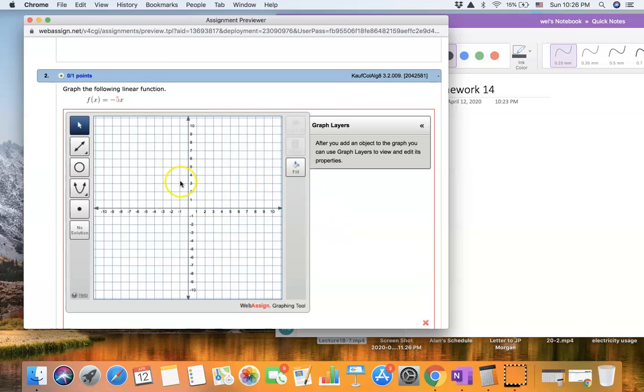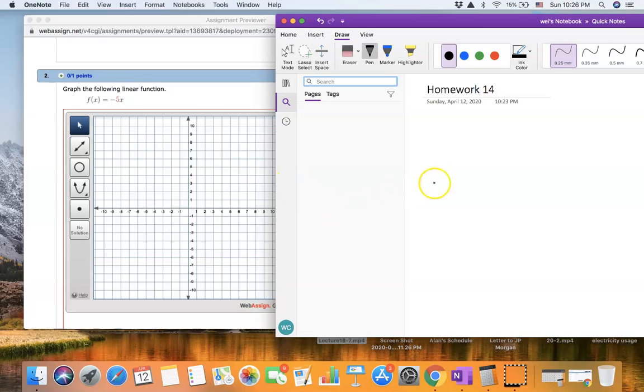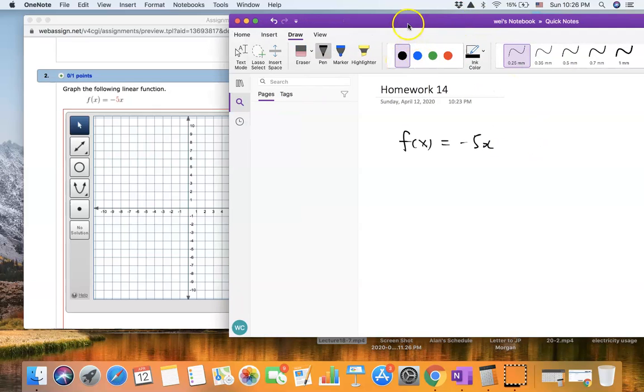Okay, let's take a look at this problem. We are asked to graph the linear function f(x) equals negative 5x. Now, in my video, I said usually we use the x-intercept and a y-intercept. But for this function, its x-intercept and y-intercept are the same point. Why? Because when x equals 0, the function value is negative 5 times 0.